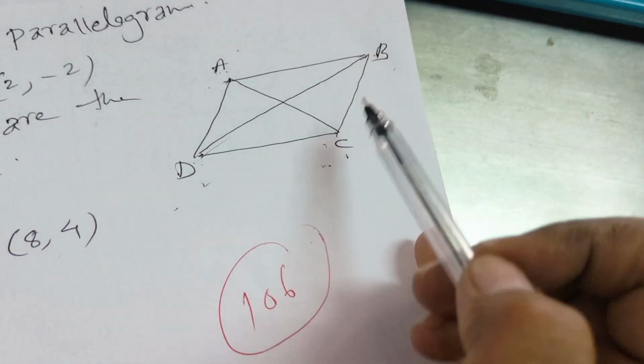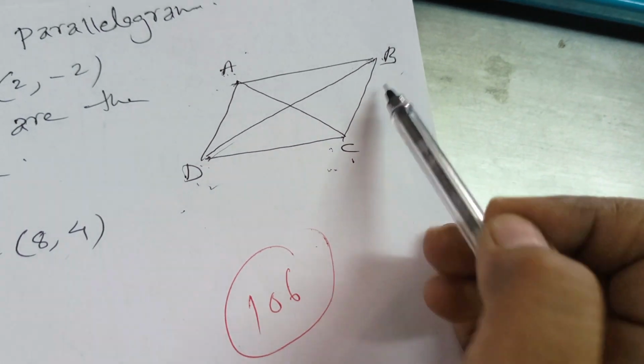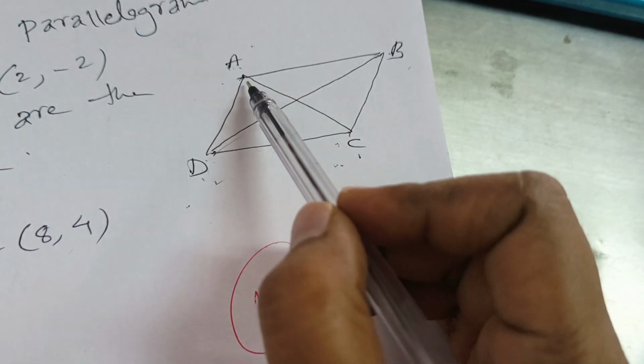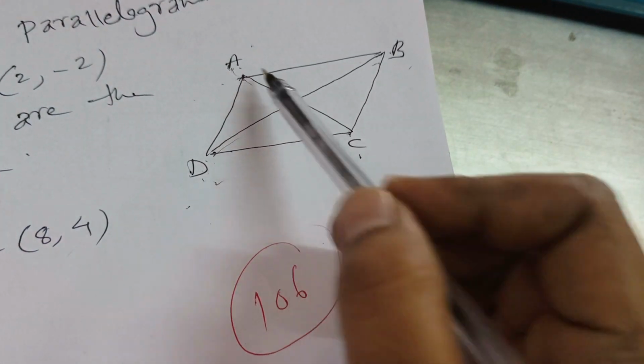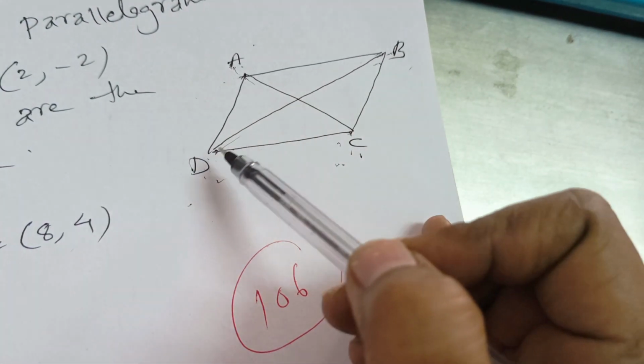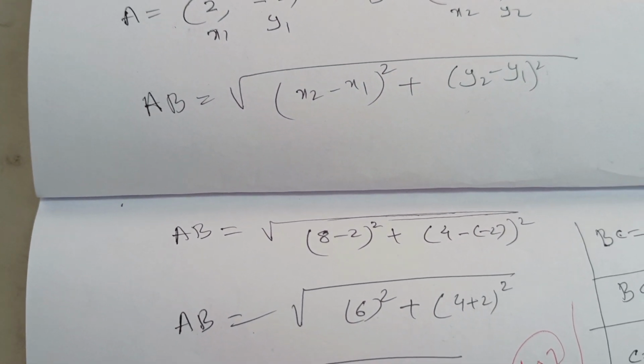First we got AB and CD are equal. In the next two terms we got BC and DA are equal. Now we have to find these two distances. So distance between AC, distance between BD. BD or DB, we can write anything.